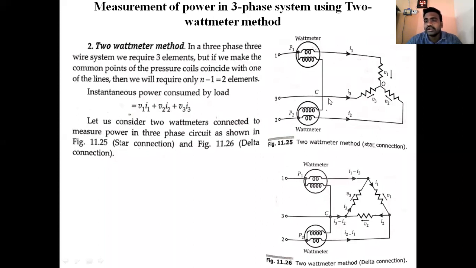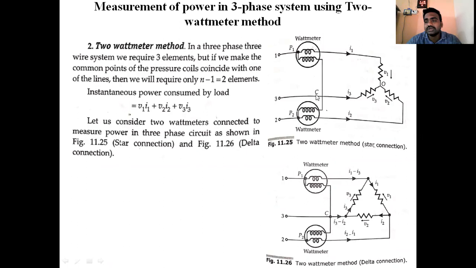Where are we connecting the common point? The common point is connected on the third conductor line. In an n conductor load, if the wattmeter common point is connected on one of the lines, the power of the total line is measured with n minus 1 wattmeters. That's why the total power is measured with 2 wattmeters, because the common point is connected on one of the lines.